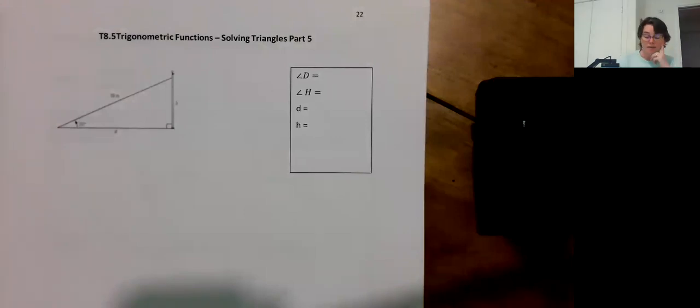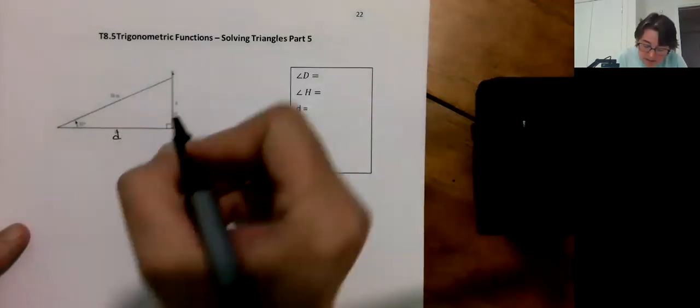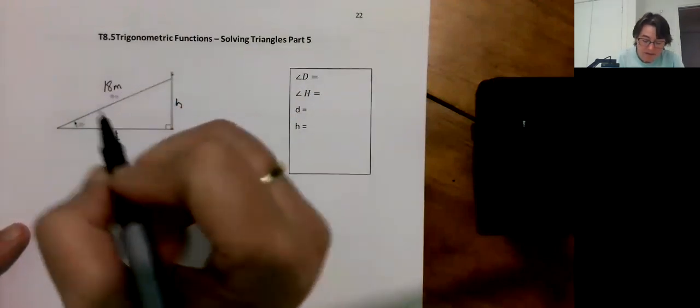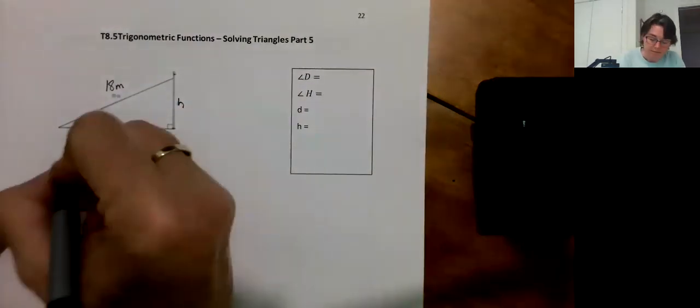All right, it might be a little hard to tell from your diagram. This is little d down here, and this is h, and this is 18 meters. Oh, and that's 25 degrees.